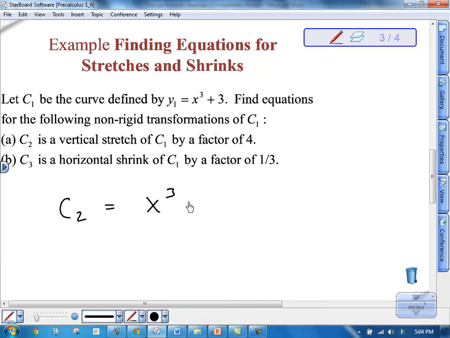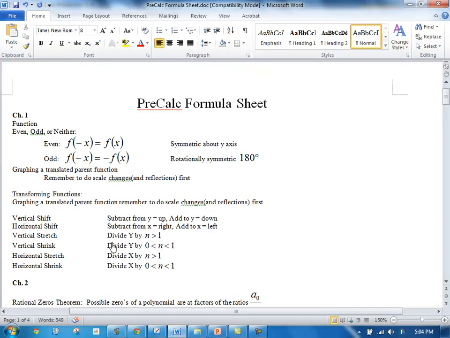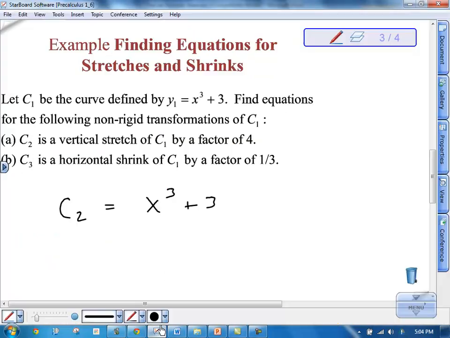Now, a vertical stretch by a factor of 4, if we look at our formula sheet, vertical stretch means we divide y by a number bigger than 1. So what we're going to do is divide y over here by a number bigger than 1, which would be 4. Now, instead I'm going to multiply that by both sides. So I'll multiply that over here. So this would be the function that would give us the vertical stretch by a factor of 4.